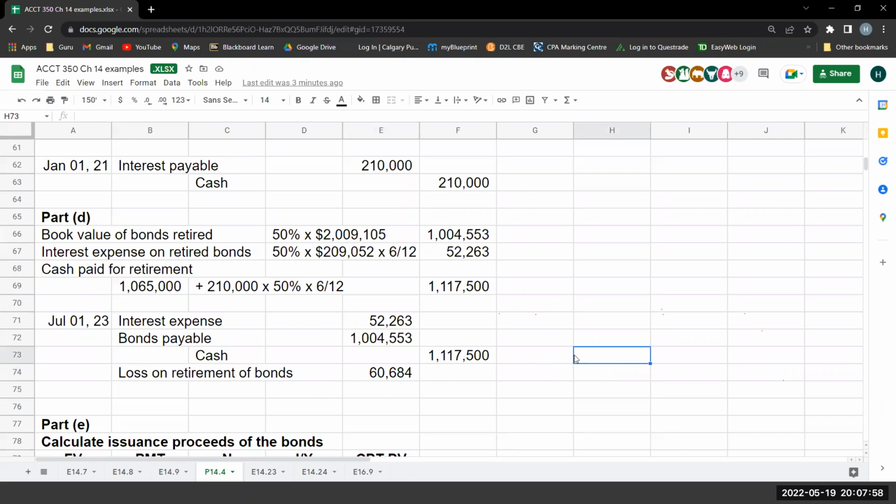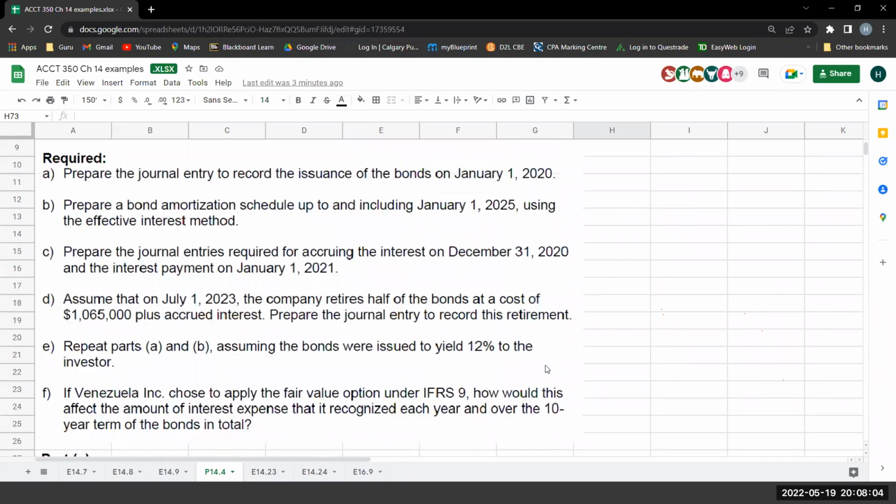The 1,065,000, that's easy, Lulu. It comes from the question. The question said that the company retires half of the bonds at a cost of $1,000,000. I like the easy questions.